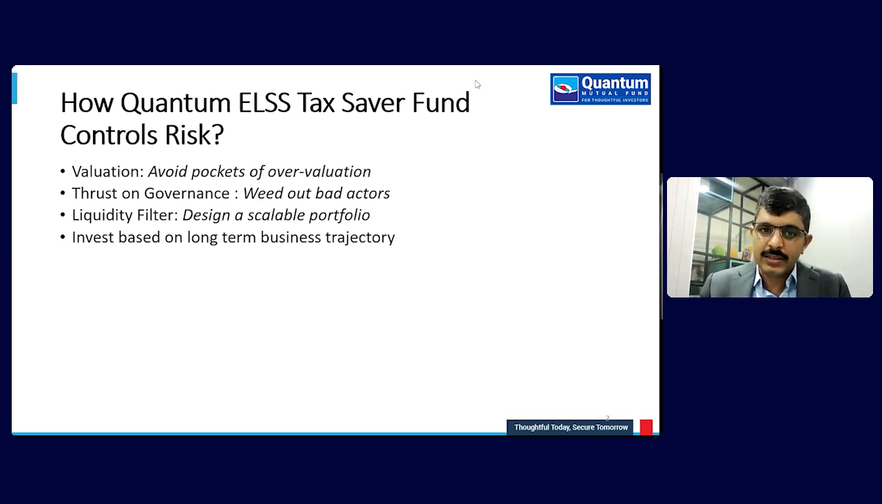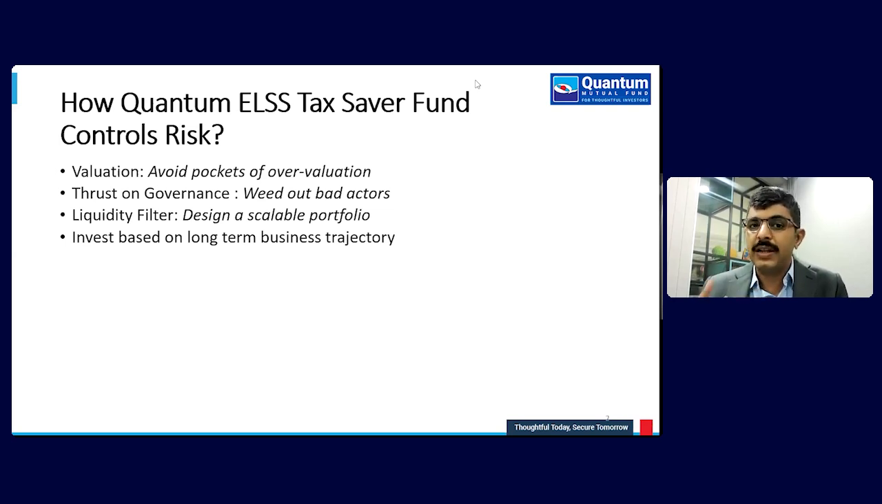So as and when the underlying stocks breach the fair value estimate, which we determine from fundamental analysis, we tend to start trimming that stock. So while avoiding pockets of overvaluation in a market correction phase, that can help in terms of better downside protection.